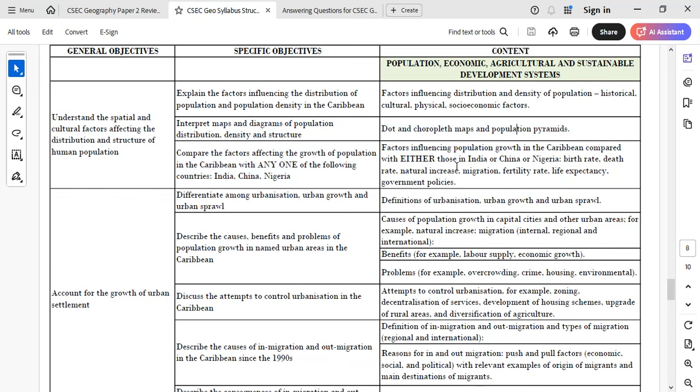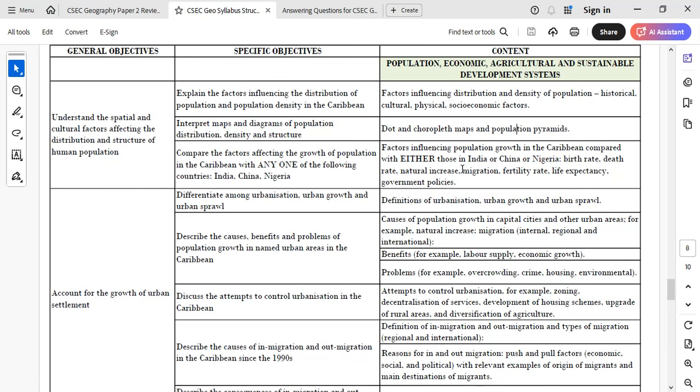Can you compare the factors that influence population growth in the Caribbean compared to either China, India, or Nigeria? By now, you should know which country you are choosing if a question comes. You don't have to learn all, just learn one. What are the factors that influence it?